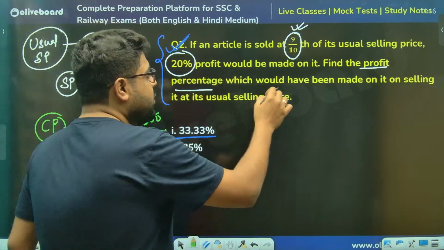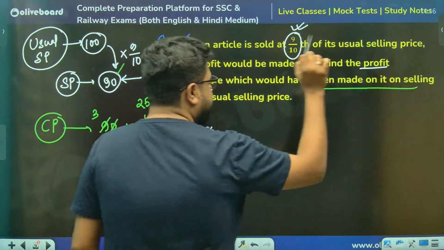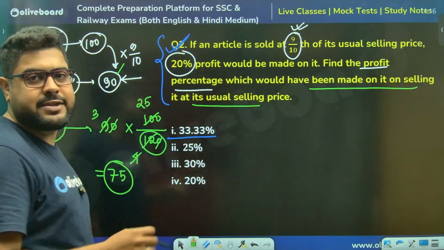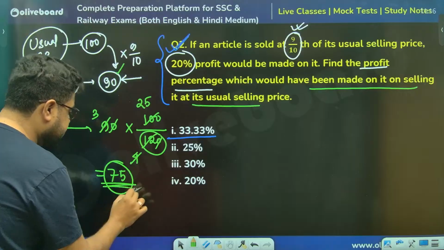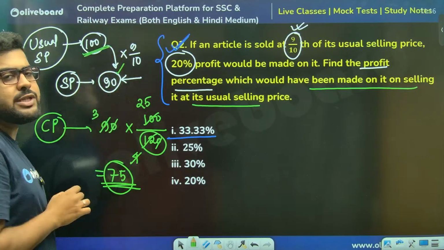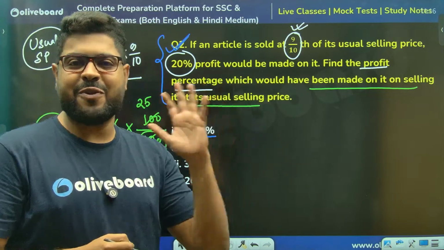Now they are saying the profit percentage was made on the usual selling price. The CP is 75 rupees, and he is selling it for 100 rupees, the usual SP. What is the profit percentage?